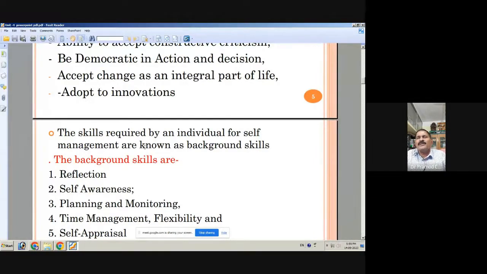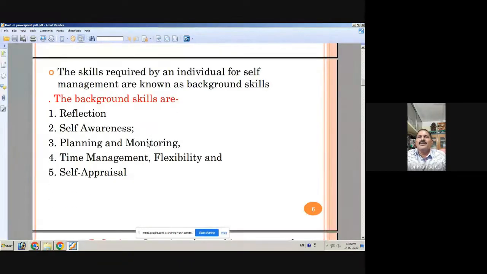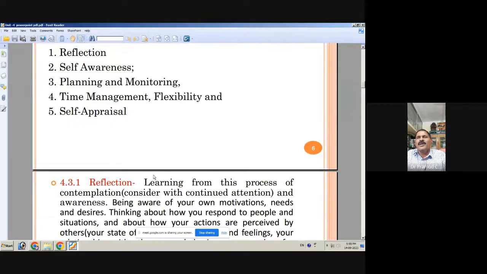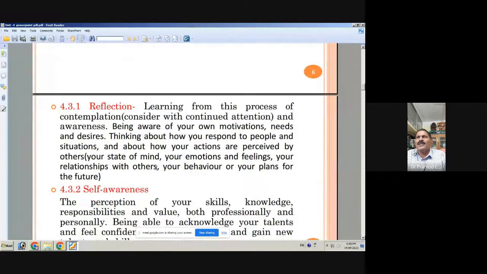The background skills are five types: reflection, self-awareness, planning and monitoring, time management, flexibility, and self-appraisal. What is reflection? Learning from the process of contemplation means we must consider with continued attention and awareness. We should be aware of ourselves and give attention continuously. When we are aware of our motivations, needs, and desires, then we can think and respond in different situations.